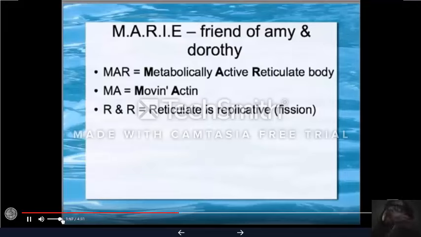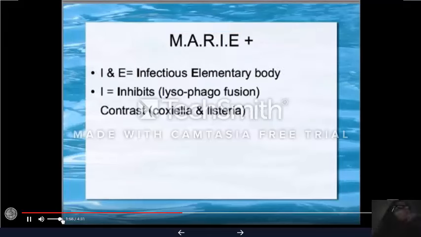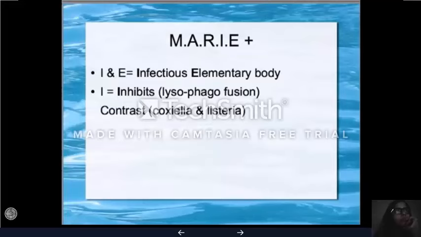These letters also help me remember a few other things. I can also stand for inhibit, as in inhibiting the fusion of the endocytic vacuole and the lysosome. And you can contrast that with the GLA.